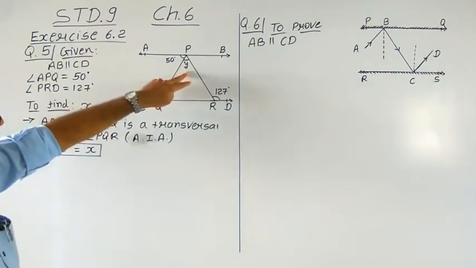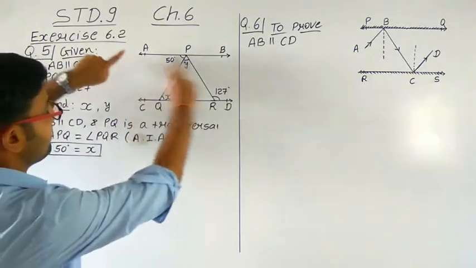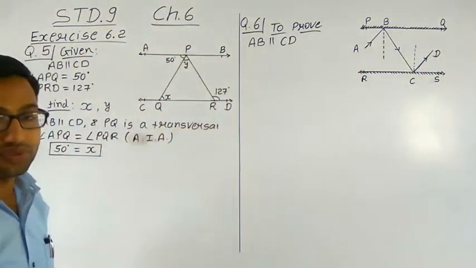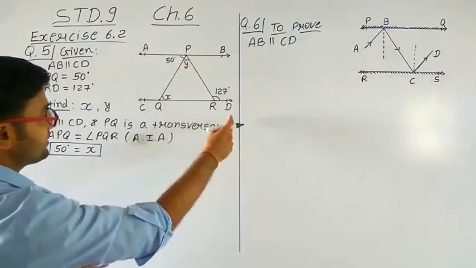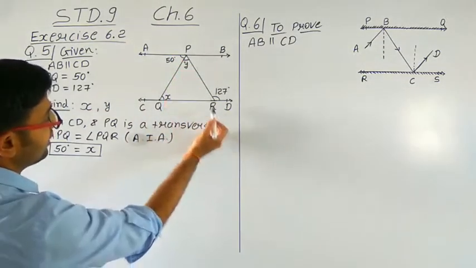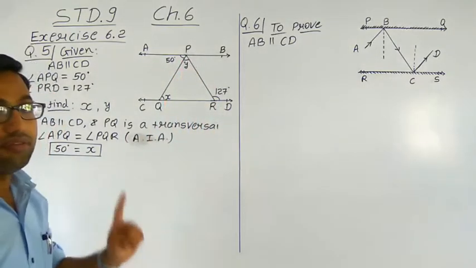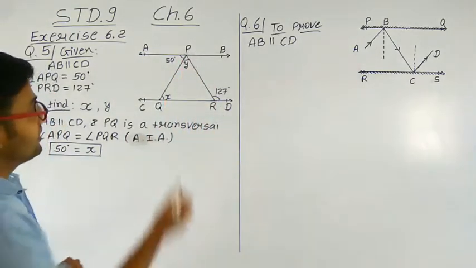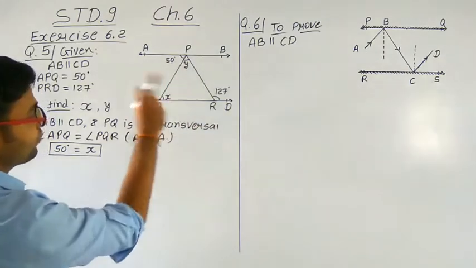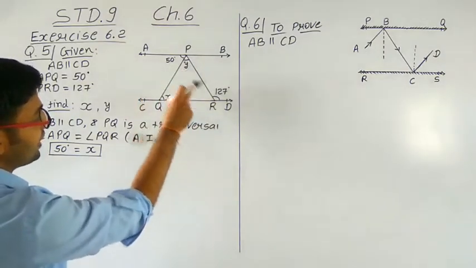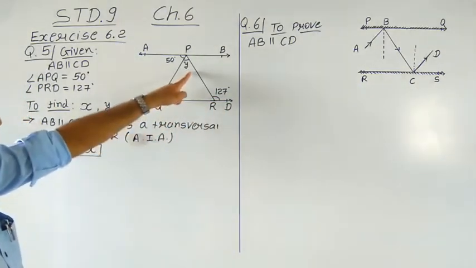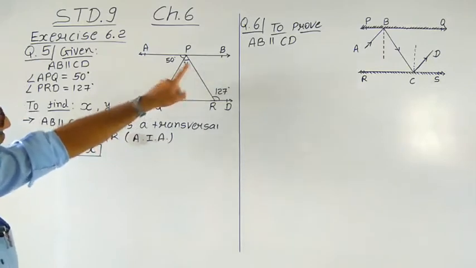First method is we can consider AB and CD line as a parallel. We can now take PR as a transversal. When we consider PR as a transversal, this angle APR and PRD will be equal. This angle APR is made by the two angles 50 and y. So we can write down 50 plus y is equals to 127. In this way, first way we can find out the value of y.